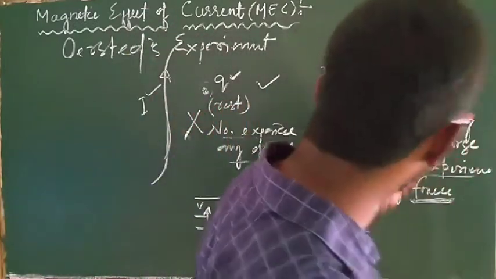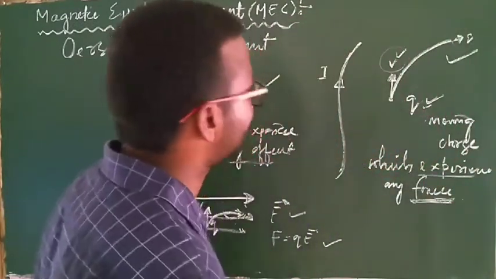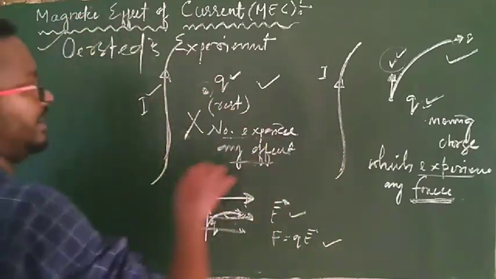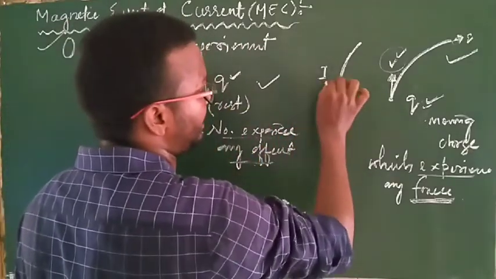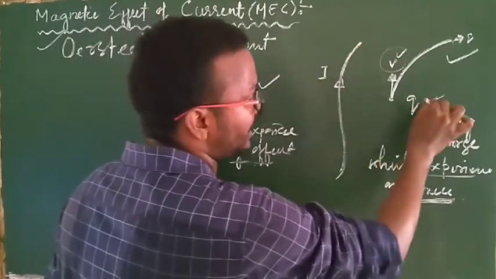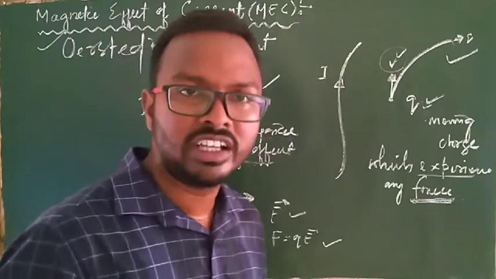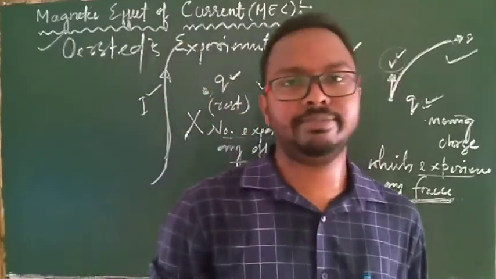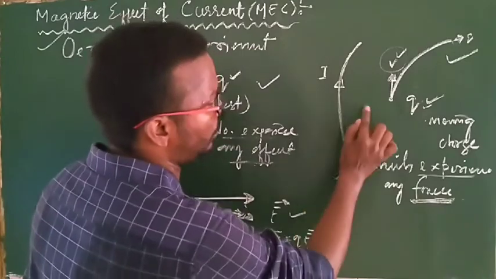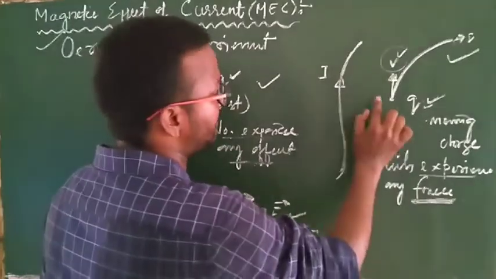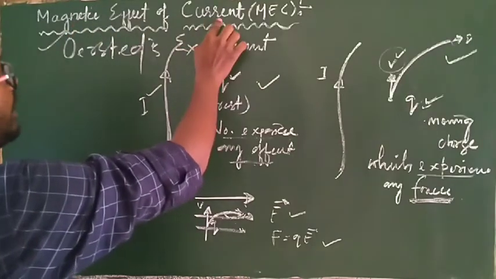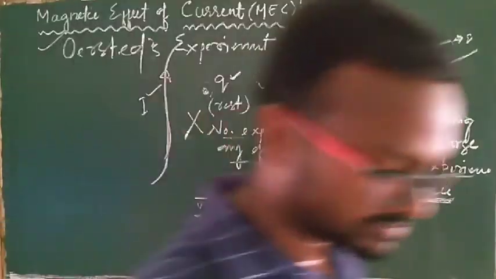Clear? So in this way we can say, according to Oersted, if there is a current carrying wire and current I is flowing through the wire, then a moving charge experiences a force due to magnetic effect. That means a magnetic effect develops around the wire, due to the current carrying wire. Clear?